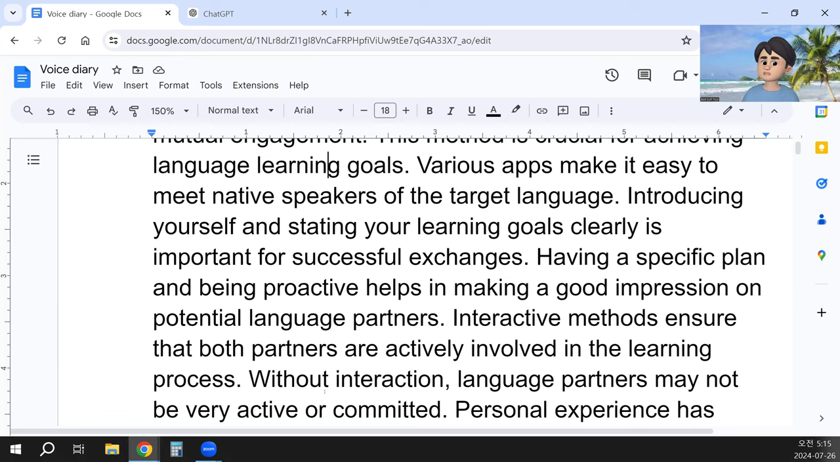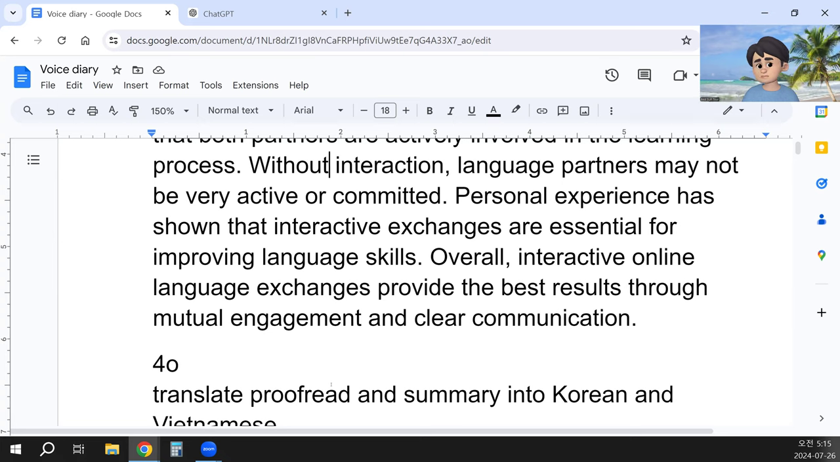Having a specific plan and being proactive helps in making a good impression on potential language partners. Interactive methods ensure that both partners are actively involved in the learning process. Without interaction, language partners may not be very active or committed. Personal experience has shown that interactive exchange is essential for improving language skills. Overall, interactive online language exchanges provide the best results through mutual engagement and clear communication.